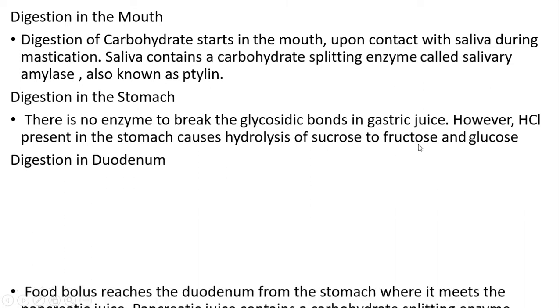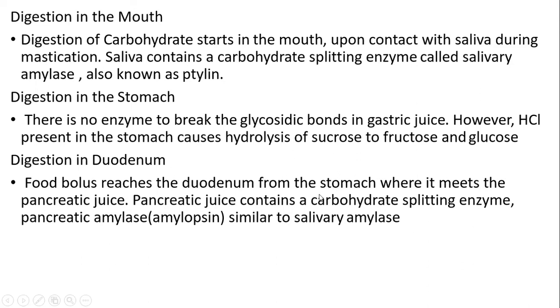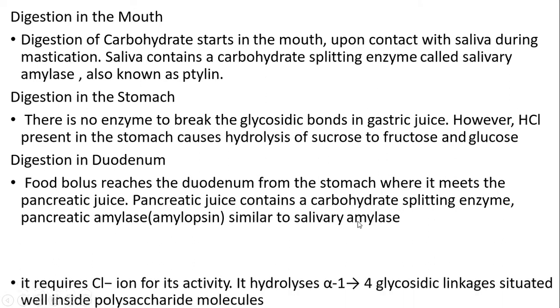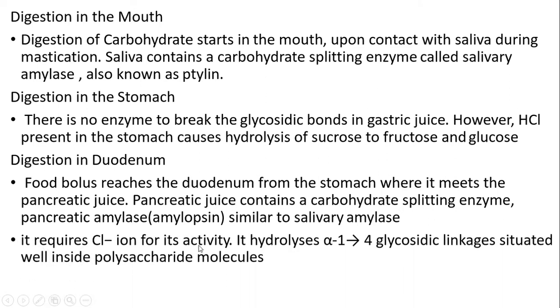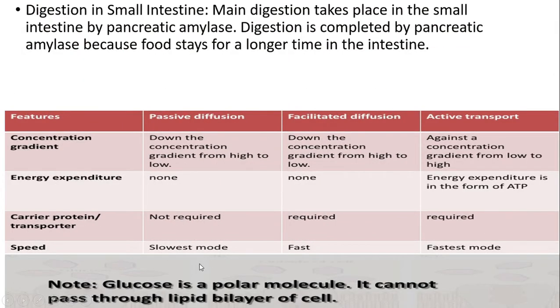Digestion in the duodenum. The food bolus reaches the duodenum from the stomach, where it meets the pancreatic juice. Pancreatic juice contains a carbohydrate-splitting enzyme called pancreatic amylase, which is similar to salivary amylase. It requires chloride ion for its activity. It hydrolyzes alpha-1,4 glycosidic linkages inside the polysaccharide molecules. So, digestion in the small intestine. Main digestion takes place in the small intestine by pancreatic amylase. Digestion is completed by pancreatic amylase because food stays for a longer time in the intestine.